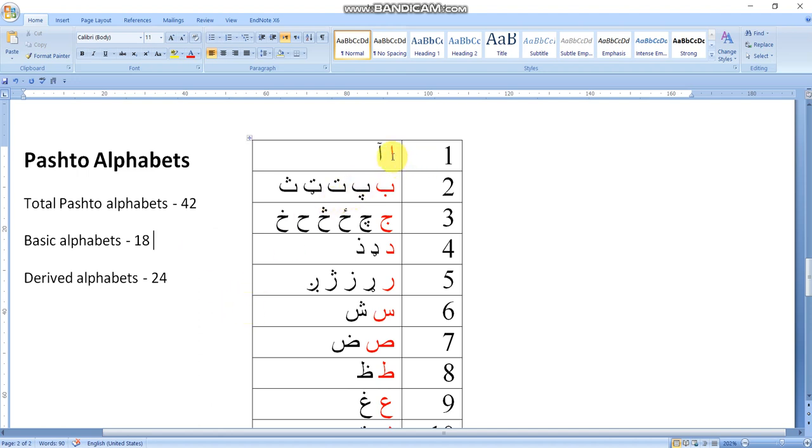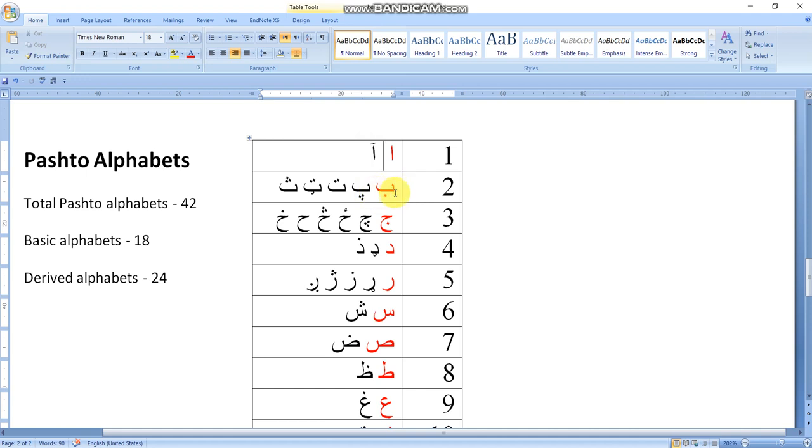Let's start from the alif. The first one is the alif alphabet, and if we put a symbol which is called the mad on the upper side of alif, it is called mad. So alif and alif mad. Similarly, ba.